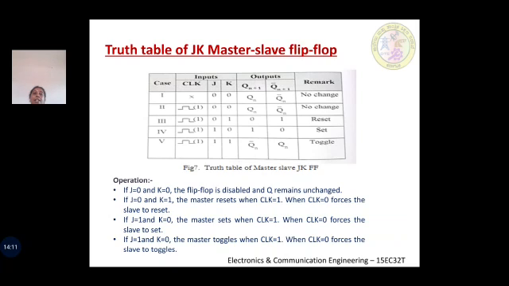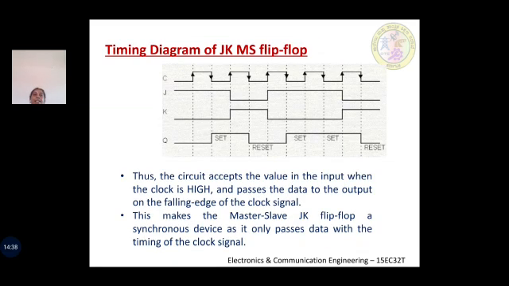Last case, when J is equal to 1 and K is equal to 1. The master toggles on the application of the clock pulse. Further, when clock is equal to 0, this forces the slave to toggle. So when the master toggles, the slave also toggles; when the master sets, the slave also sets; when the master resets, the slave will also reset. So the slave follows the master. This is the brief description of the truth table of the master-slave flip-flop.